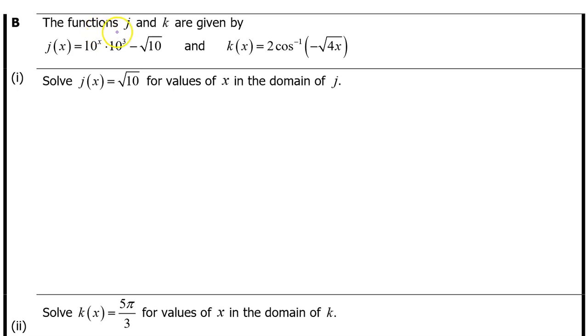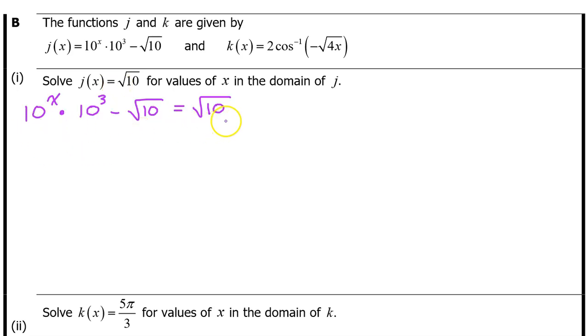Part B. The functions j and k are given by j of x equals this expression and k of x equals this expression. B Part 1. Solve j of x equals radical 10 for values of x in the domain of j. So we need to set j of x equal to radical 10.